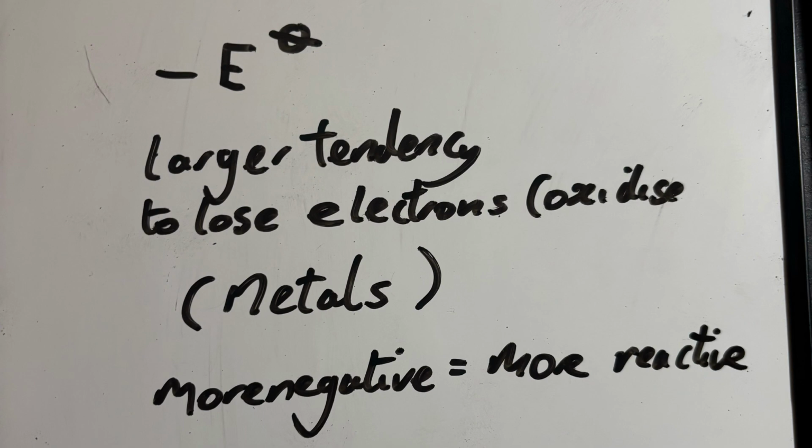Negative standard electrode potential means a larger tendency to lose electrons or oxidize, and this is normally metals. The more negative it gets, the more reactive it is.